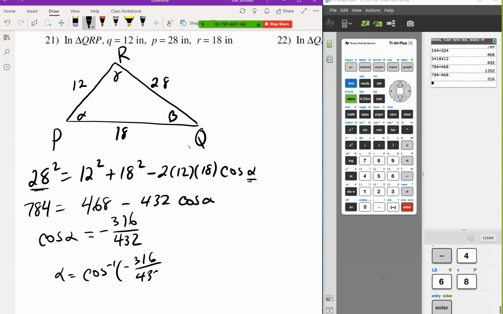And then we'll do inverse cosine of both sides. So going back over to the calculator, negative 316 divided by the 432, we get, of course, 137.0107.